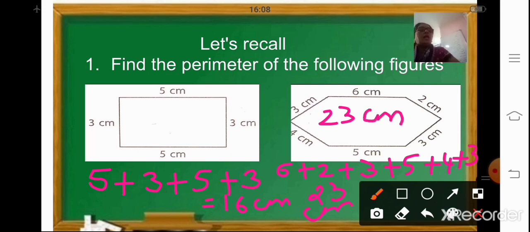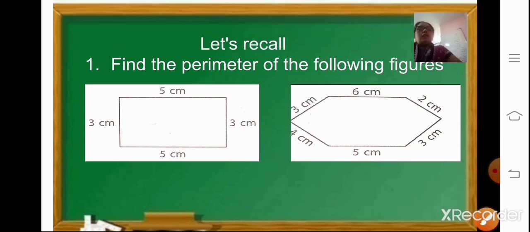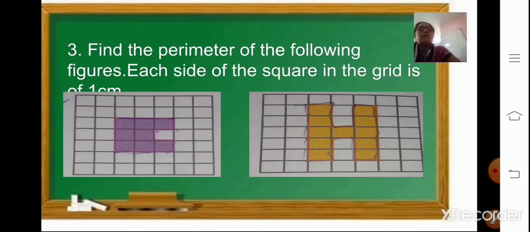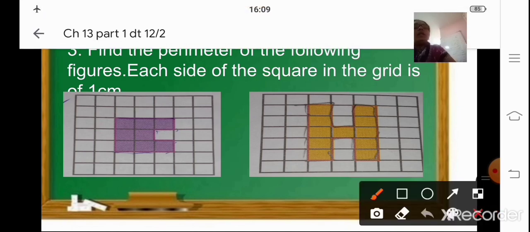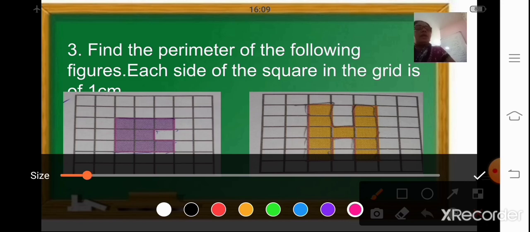Now today let us learn to find out the perimeter of some closed figures. Here you have to find the perimeter of the following figures, which are shaded here, and each side of the square of the grid is 1 centimeter. Yes, it is given as 1 centimeter. Okay, now look at this figure here.